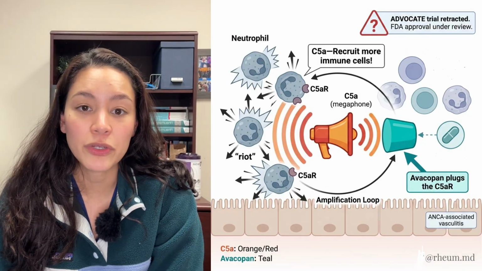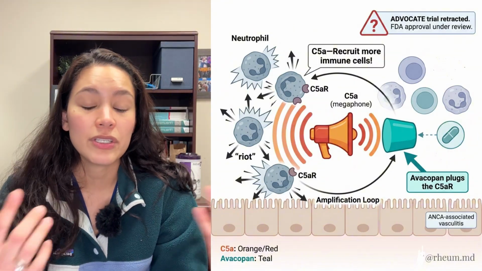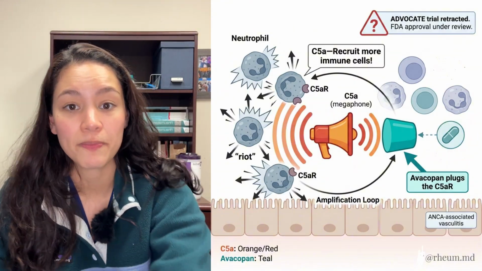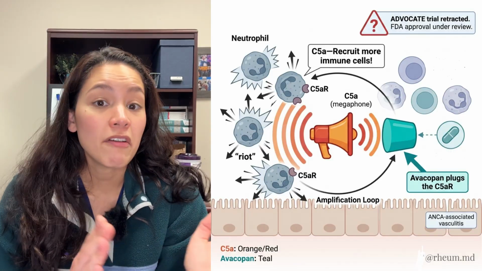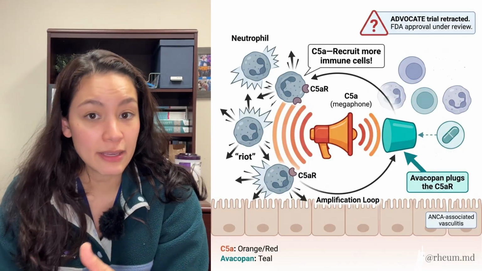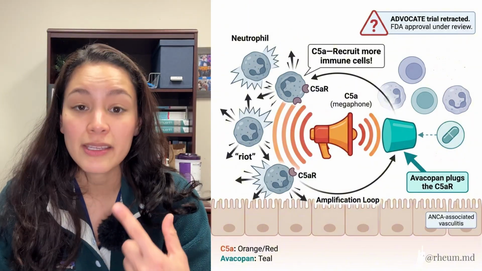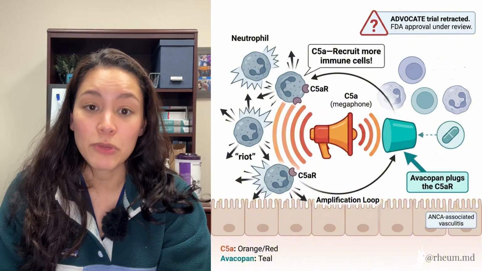During the riot, activated neutrophils will trigger the complement system. This produces a molecule called C5a, which is essentially like a megaphone screaming, "Send more soldiers." This creates a vicious cycle. Avacopan works by blocking C5a, so essentially blocking that megaphone and stopping this cycle without broadly immunosuppressing.